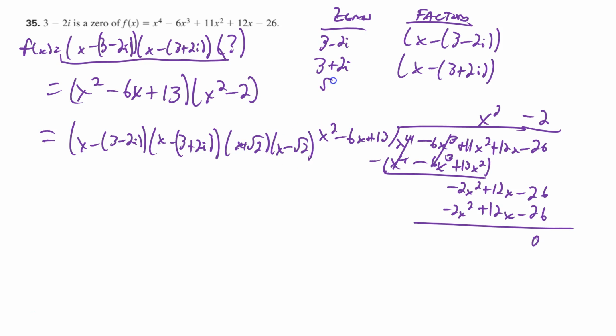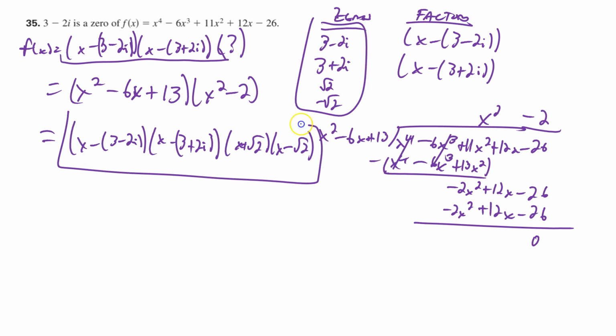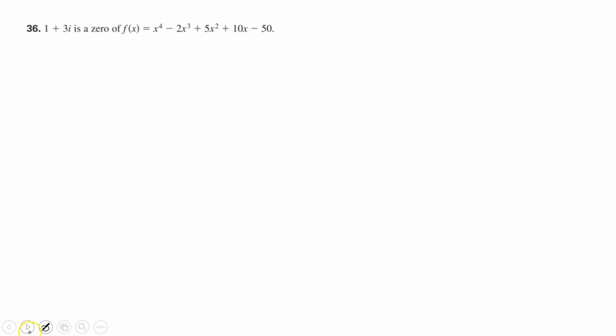Okay, so we add those: root 2, negative root 2. Those are zeros. Here is our factorization. We can add the factors to our list too: x minus root 2, x plus root 2. There we go. Moving right along.